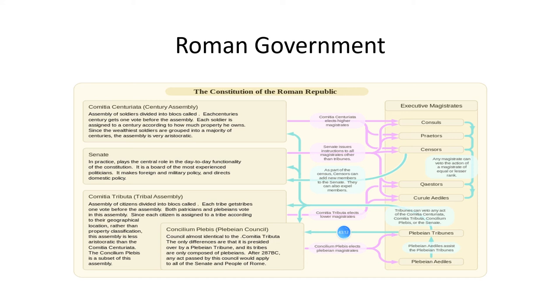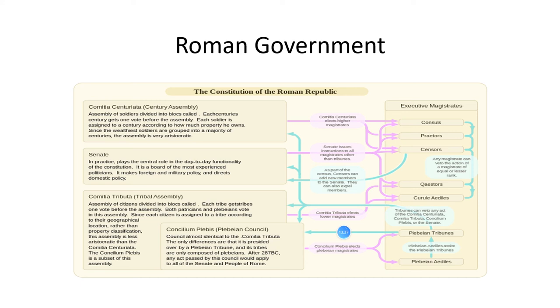And then you have the assembly of the people. The assembly of the people is basically everyone who's a citizen. And after 287, the assembly of the people has the right to pass laws that are binding, that are valid on every member of society.